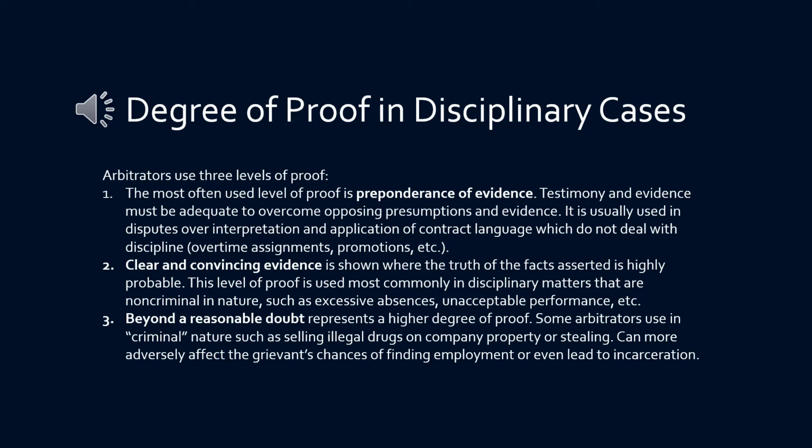Number 3, beyond a reasonable doubt represents a higher degree of proof. Some arbitrators use it in criminal matters, such as selling illegal drugs on company property or stealing. It can more adversely affect the grievant's chances of finding employment or even lead to incarceration.